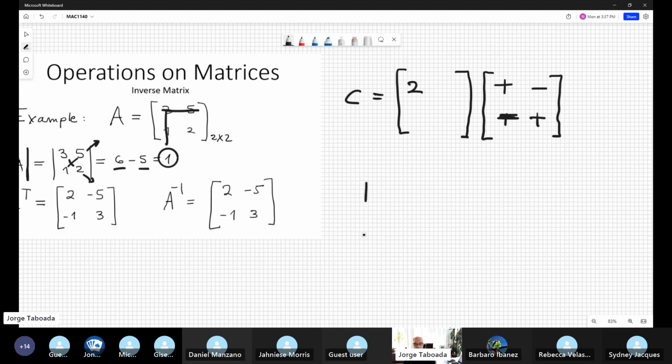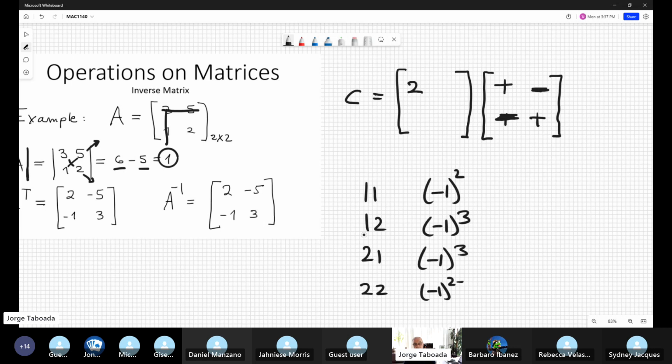Because look, 1, 1 is negative 1 raised to the second power. 1 plus 1 is 2. 1, 2 is negative 1 to the cubic power. 1 plus 2 is 3. That's the reason it's negative. 2, 1 is negative 1 again, raised to the cubic power, because 2 plus 1 is 3. This is the reason it's negative. And the last one, 2, 2, negative 1, 2 plus 2 is 4. And when it's even, it's positive.